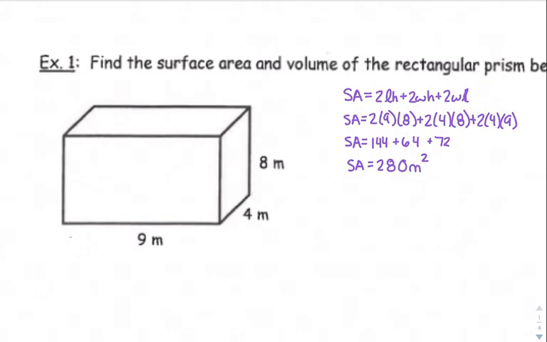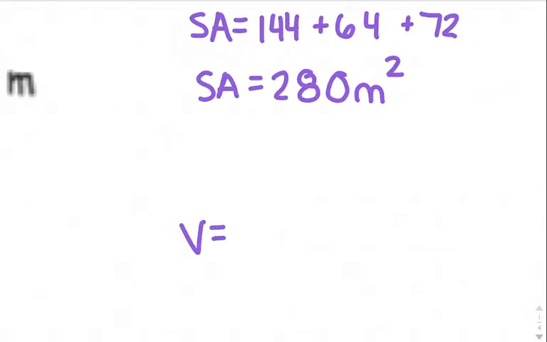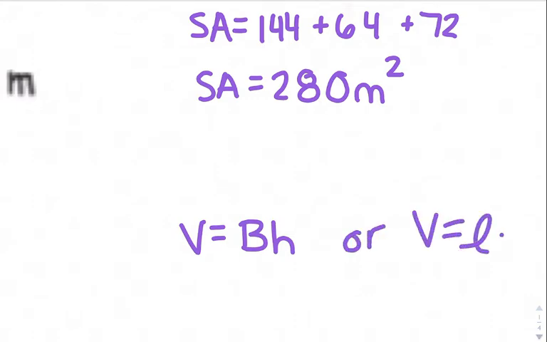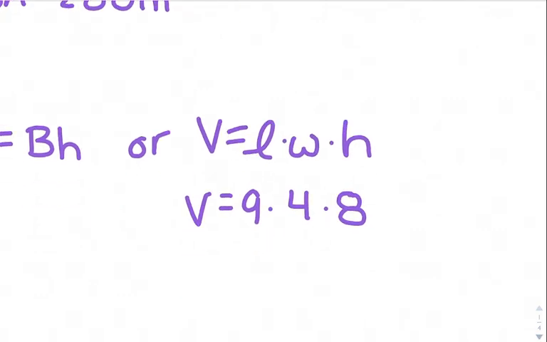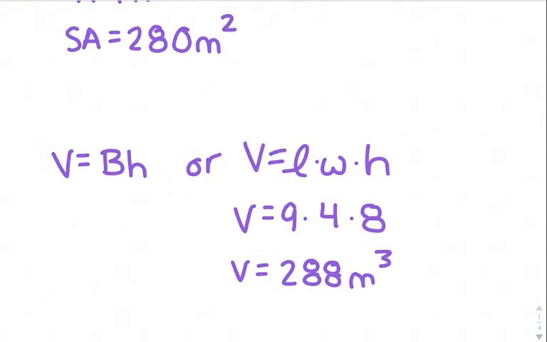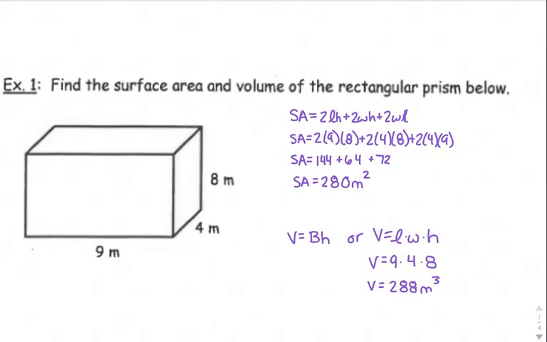Since this is a rectangular prism, we're going to find volume now. Remember, you can either use big B times H, or you can use length times width times height. I'm going to use length times width times height. The length is 9, the width is 4, and the height is 8. All I have to do in my calculator is 9 times 4 times 8, and I get 288 meters cubed. So volume is cubed, surface area is squared. That's my complete answer.